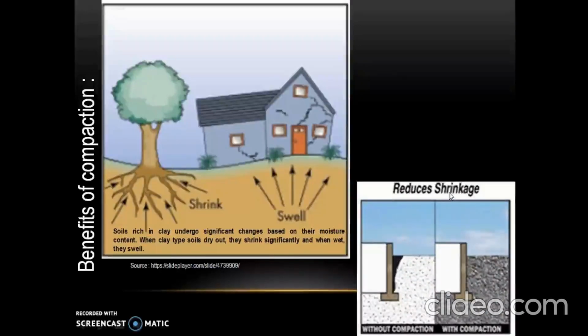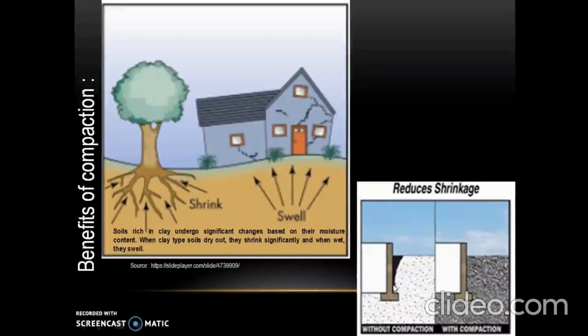Compaction also reduces shrinkage. Soils which are rich in clay, they either undergo shrinkage or swelling. When clay type soil dries out, they shrink. So the lowering of the soil mass represents shrinkage. And when the soil is wet, it bulges or they swell. By compacting the soil, shrinkage can be reduced.